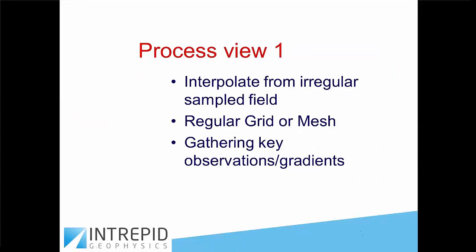So the purpose of the talk today is to go over taking an irregularly sampled field, for instance a gravity field, and create a regular grid or mesh, gathering the observations and/or the gradients and using the principles of physics to produce a best or an optimum representation of the field on a gridded basis.